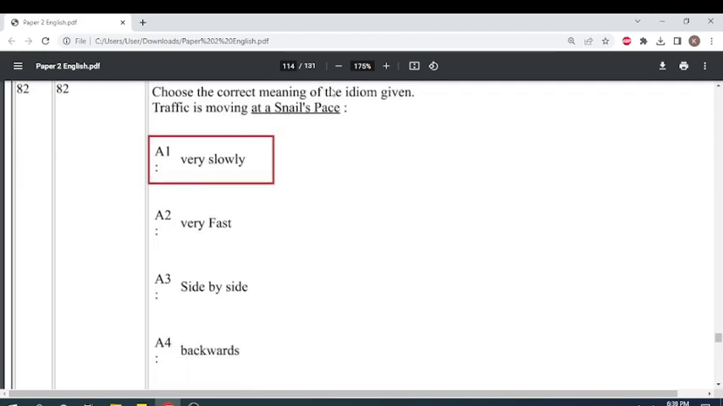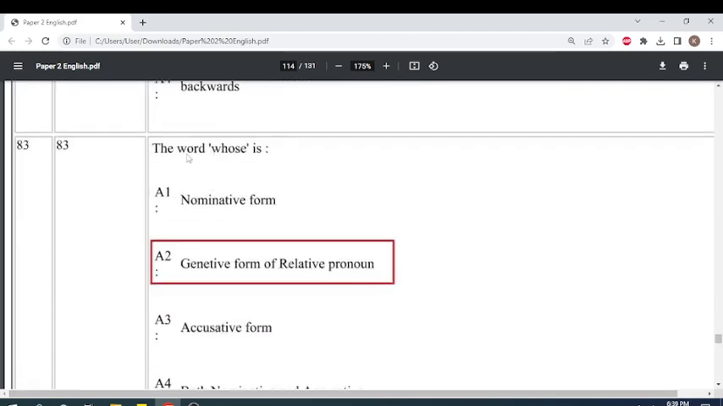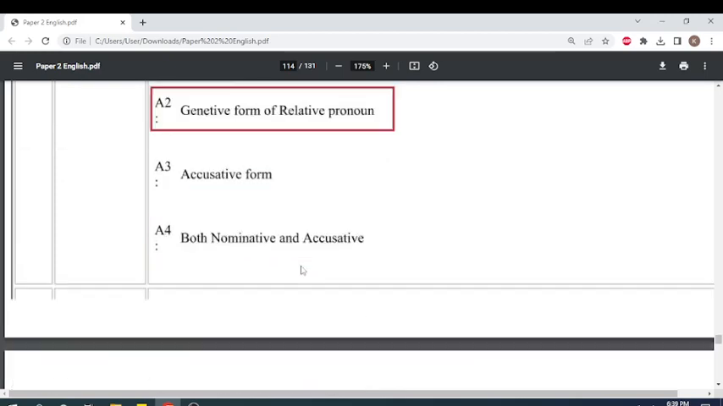Choose the correct meaning of the idiom given. Traffic is moving at a snail pace. Answer A1, very slowly. 83. The word whose is. Answer A2, genitive form of relative pronoun.